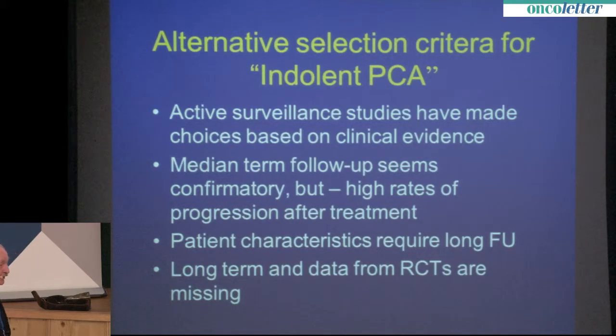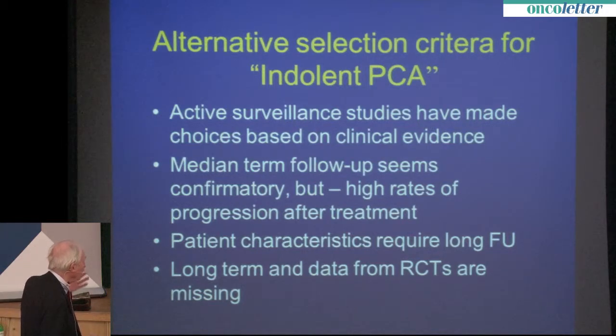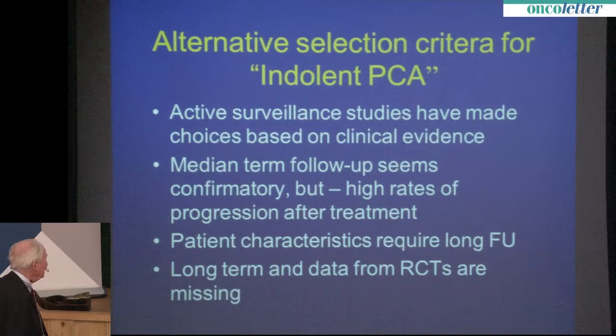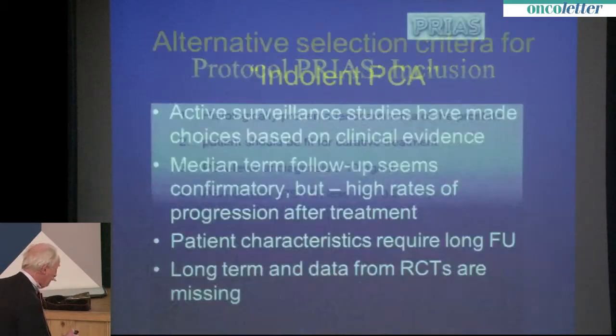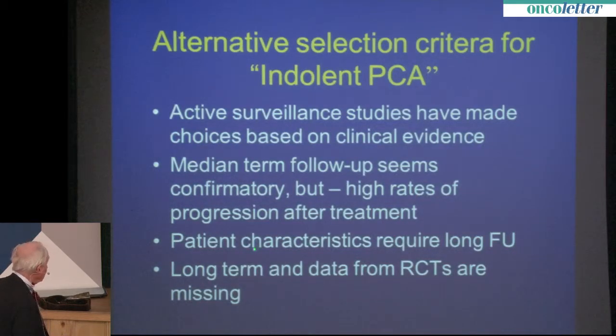And these uncertainties can only be overcome with very long follow-up, because we know if we choose very low-risk cases, we will have a large group of men who may have a time to progression that is longer than their lifespan. So these active surveillance studies require very long follow-up, and these long follow-up data are missing.